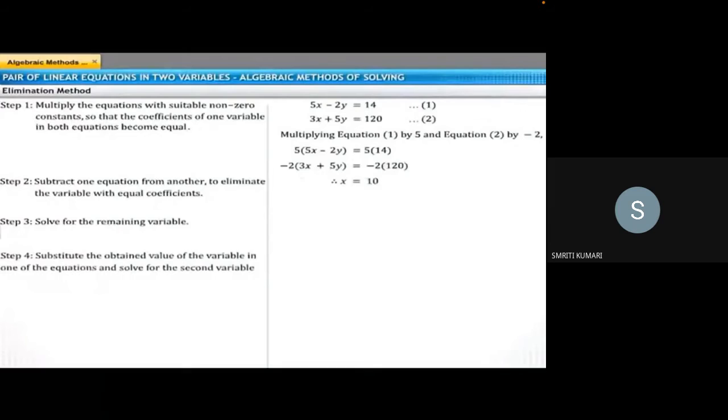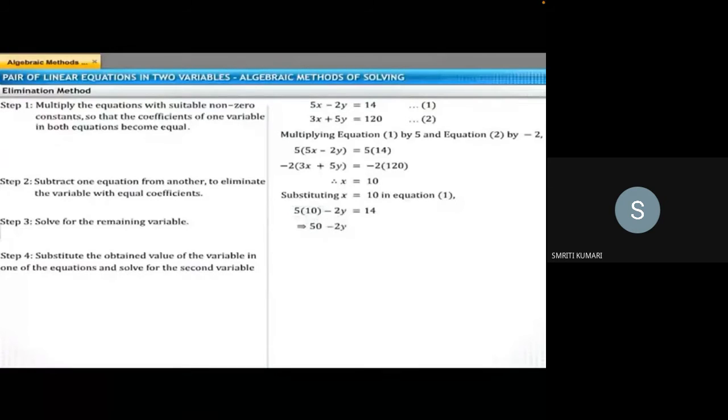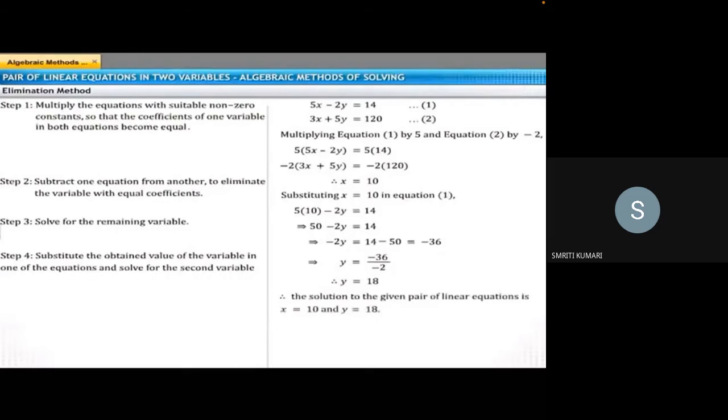Substitute the obtained value of the variable in any one of the equations to solve for the second variable. We substitute in equation number 1. So 5 into 10 minus 2y is equal to 14. We get 50 minus 2y equal to 14, so minus 2y is equal to 14 minus 50, which is minus 36, and y is equal to 18. So this is the solution of the equations.